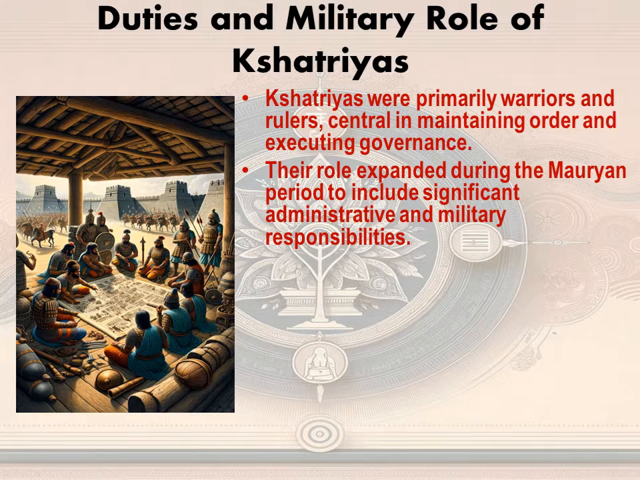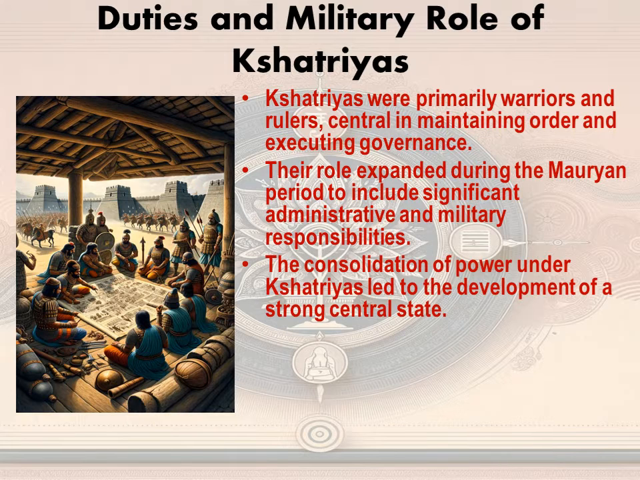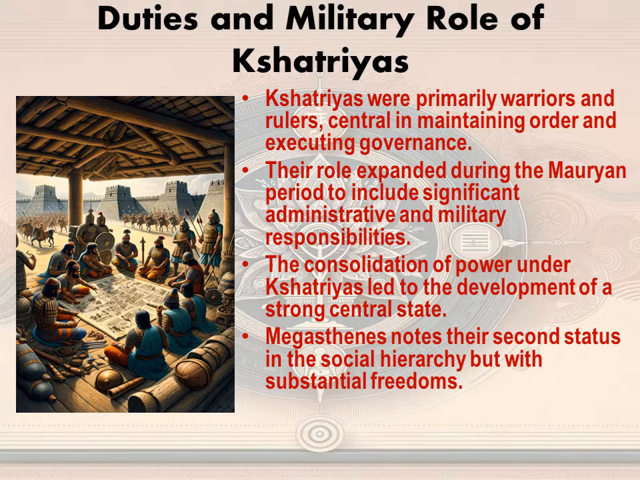So before this, Kshatriyas were only rulers or warriors, but during the Mauryan period, they also performed executive functions. Therefore, during the Mauryan period, their role seems to have expanded, with capable administrative authority under them. The consolidation of power under Kshatriyas led to the development of a strong central state. So it is assumed that the consolidation of power under the Kshatriyas is what led the Mauryans to become a strong central state in Indian politics or in the politics of the world at that period of time.